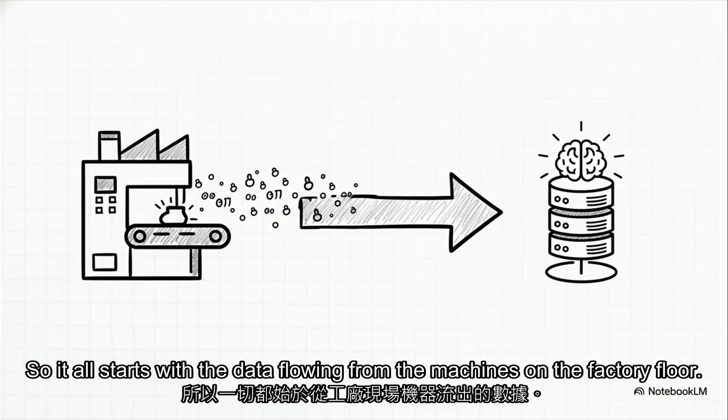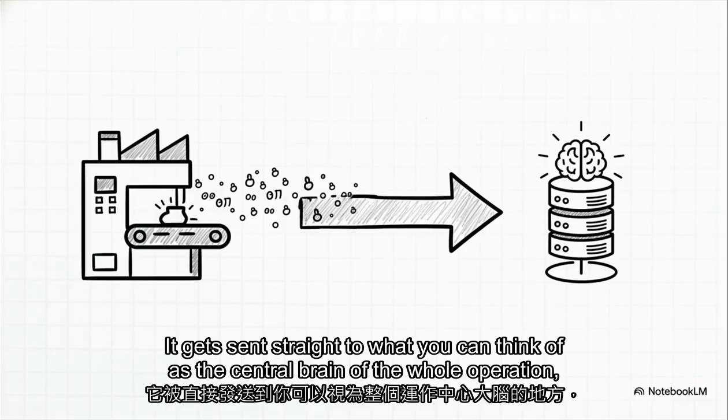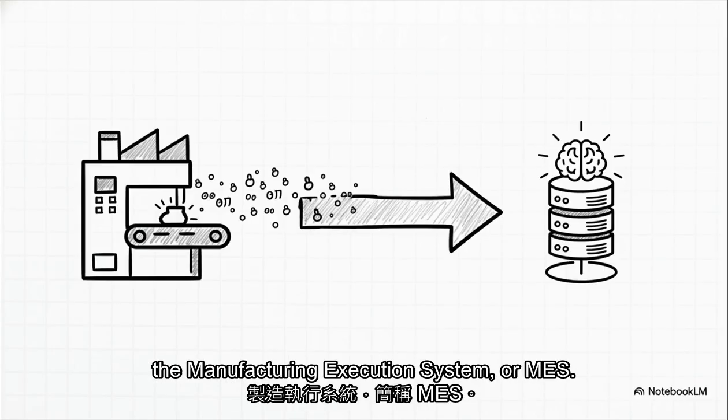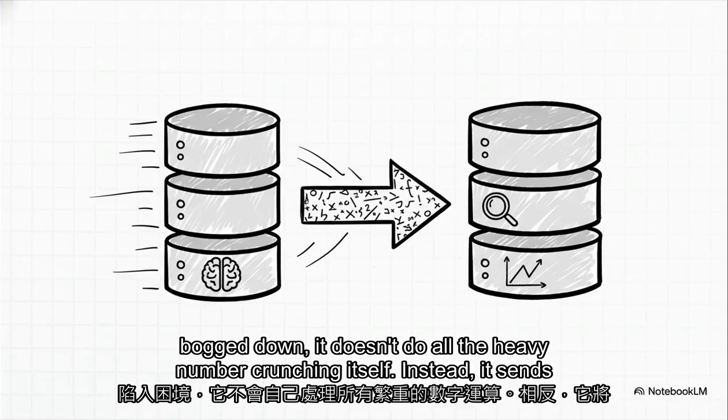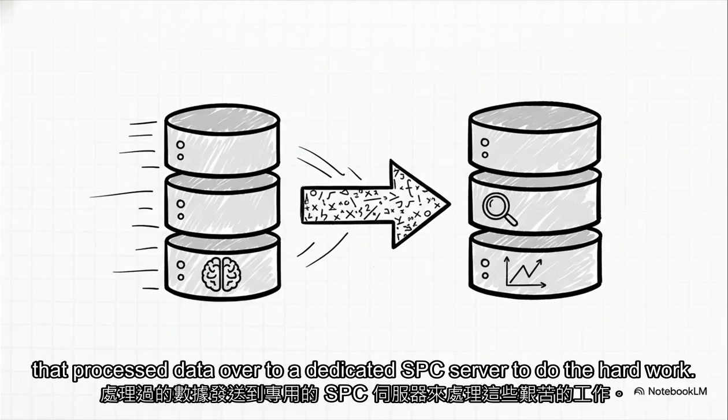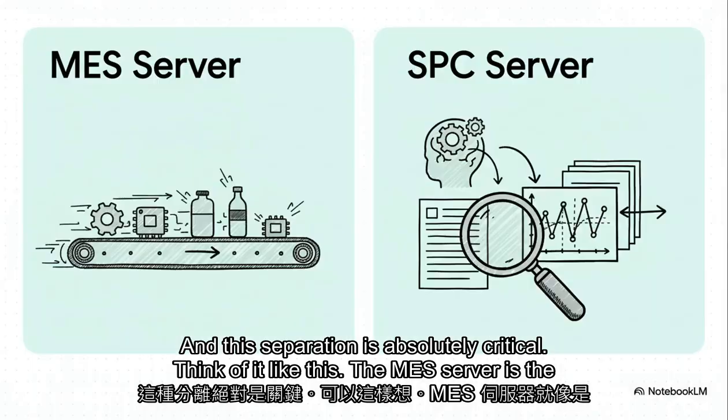So, it all starts with the data flowing from the machines on the factory floor. It gets sent straight to what you can think of as the central brain of the whole operation, the Manufacturing Execution System, or MES. Now here's the really smart part. The MES has a lot to do. So to keep it from getting bogged down, it doesn't do all the heavy number crunching itself. Instead, it sends that process data over to a dedicated SPC server to do the hard work. And this separation is absolutely critical.